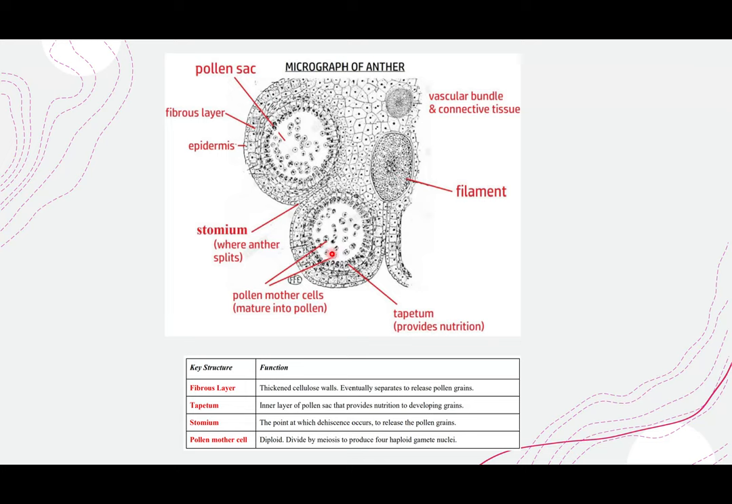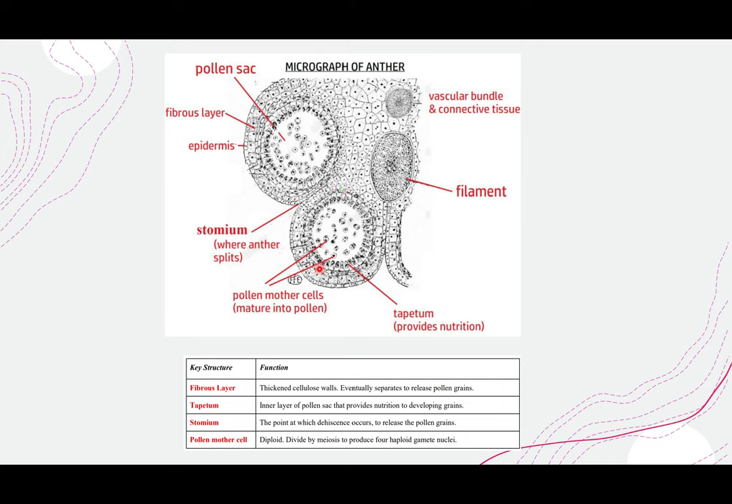Within the tapetum layer, it provides nutrients to the different mother cells within the sac. The tapetum is filled with these different types of cells, which provide nutrients to the pollen mother cells. Then as they continue to develop and the anther continues to mature, we have the stomium. The stomium will split apart when the anther is fully mature.